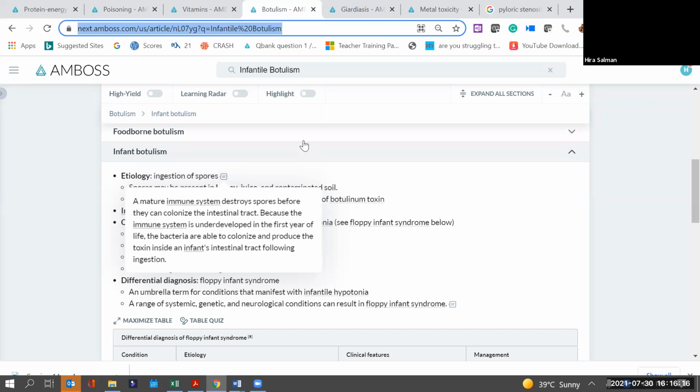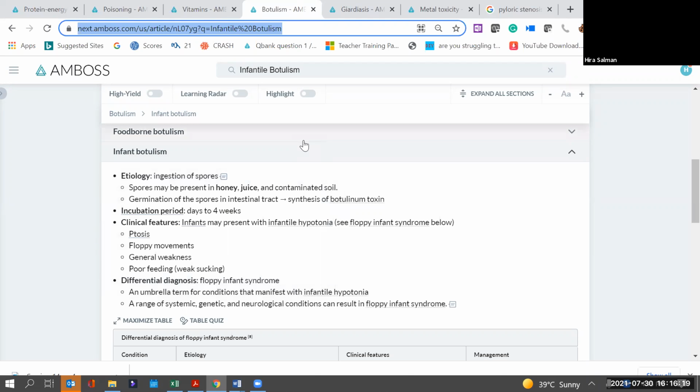Why is it very common in infants? Because in infants the immune system is not very well developed. Otherwise, in normal conditions, these spores which are responsible for botulinum toxin usually get destroyed by our immune system. But because in infants the immune system has just started working, these infants cannot get over these spores, and the spores can go into the GI tract, proliferate and produce botulinum toxin. So that toxin is excreted from these spores. The incubation period is days to 4 weeks, maybe. It will take at least 1 month to develop symptoms fully.